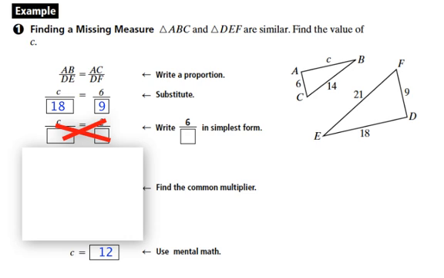I know solving them mentally sometimes is difficult for students, so we're going to also work this problem out using the cross product method. So we're going to write C over 18 equals 6 over 9. We cross multiply, so we'll have 9 times C and 18 times 6. 9 times C is 9C, and 18 times 6 is 108. Now we're ready to divide both sides of the equation by 9. 9C divided by 9 is just C on the left-hand side. 108 divided by 9 is 12. So C equals 12.